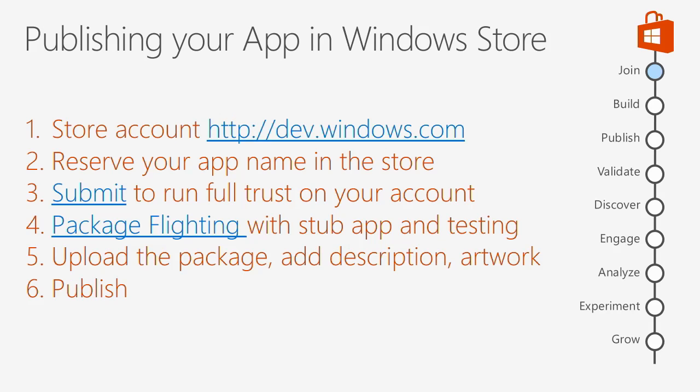The second step that you want to do is go ahead and reserve an app name in the store. The reason for this is that applications built with the desktop bridge run with full trust, so you need to get an agreement with Microsoft to put the application in the store. That's basically an indemnification, because the store is the most trusted place to go for applications. You'll want to submit your app to run full trust.